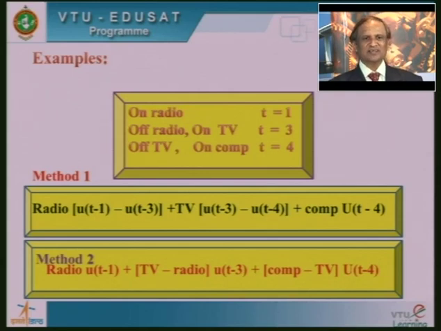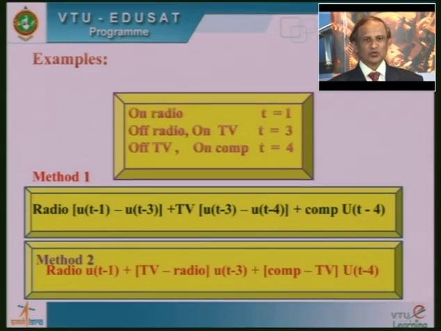I want to repeat once again. I want to turn on the radio only at t is equal to 1, and I want to turn off the radio and turn on the TV at time t is equal to 3. Again, I want to turn off the TV at 4 o'clock and turn on the computer. So how am I going to write this using a unit step function?